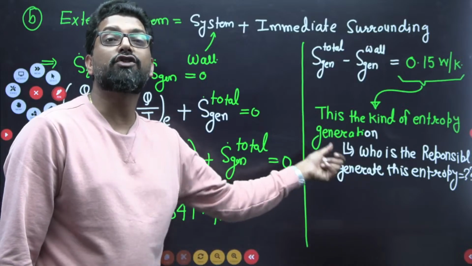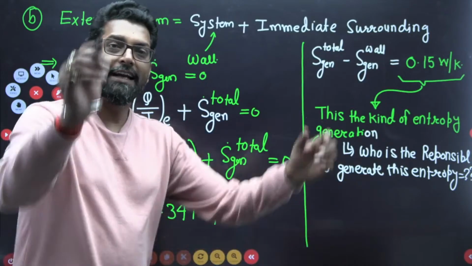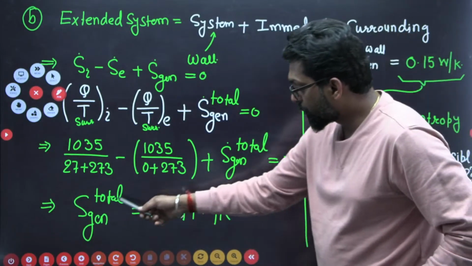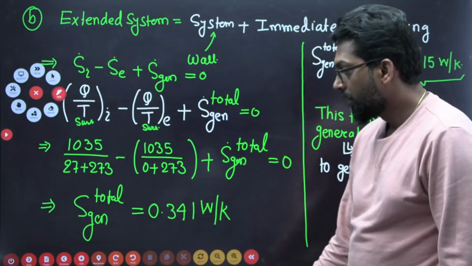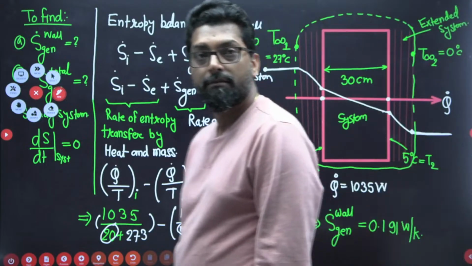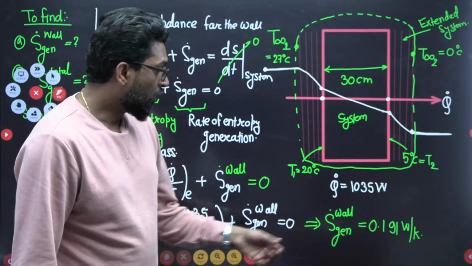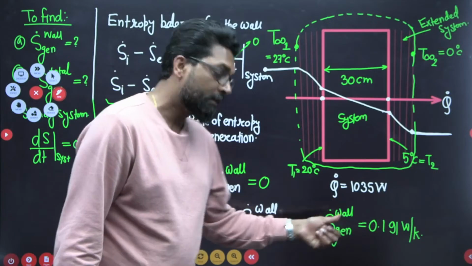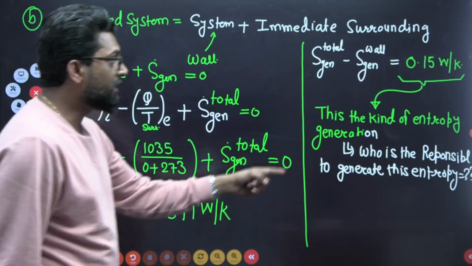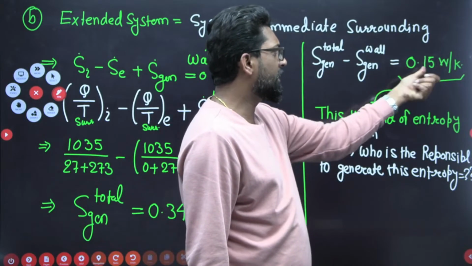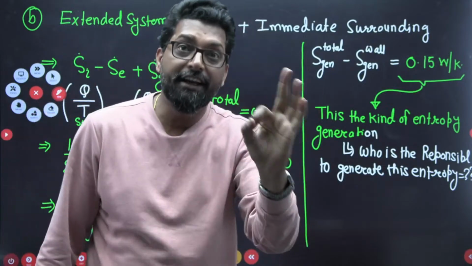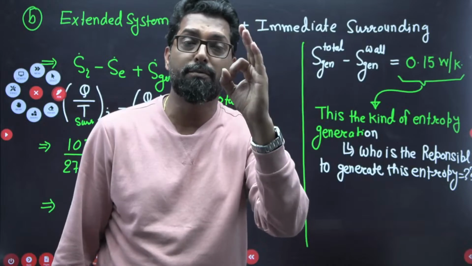Who is responsible to generate this total entropy? Or who is responsible to generate this wall entropy? Number first, who is responsible to generate this total entropy? Number third, who is responsible for this entropy generation? There are three things. This should be very clear, because in the GATE question many students get confused.